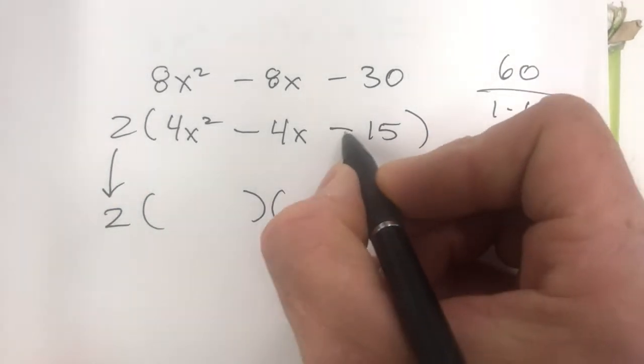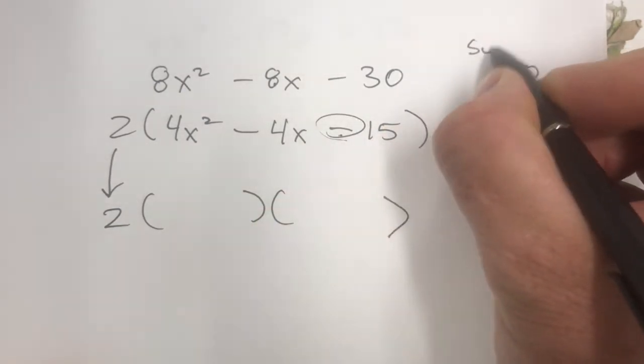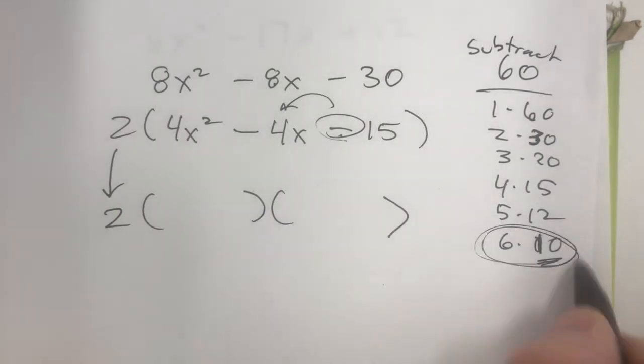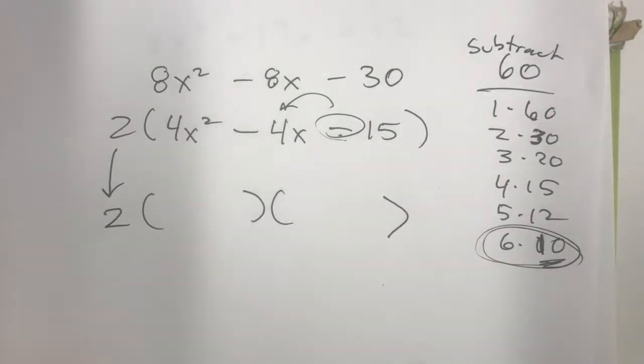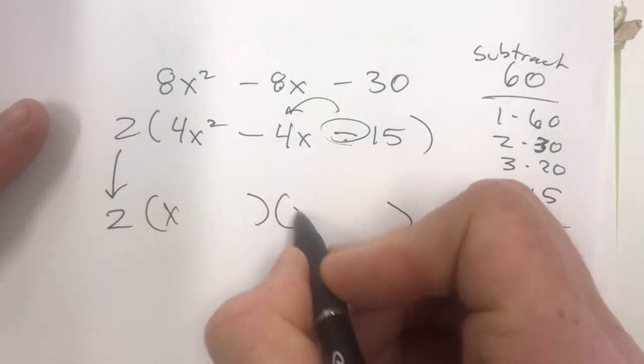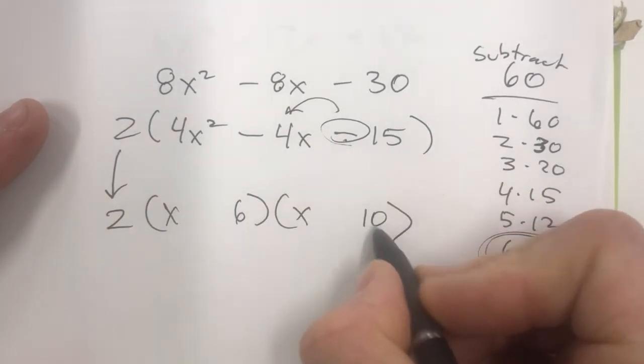Okay, now, since there's a minus right there, I got to subtract and get 4. All right, that's going to be 6 and 10. Okay, because they'll subtract and get 4. So I've got an x and x. I've got a 6 and a 10.